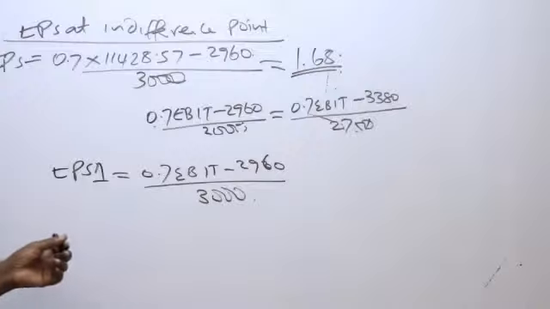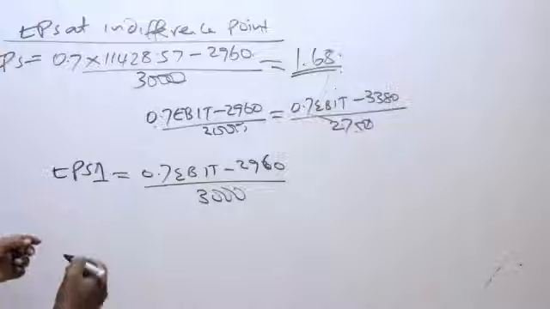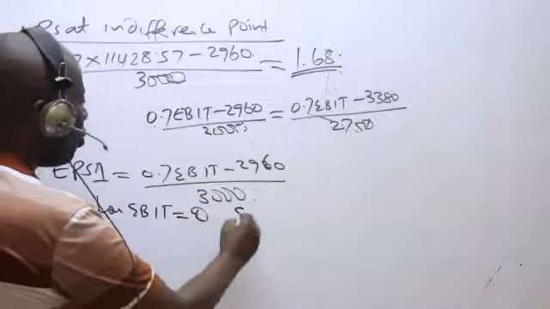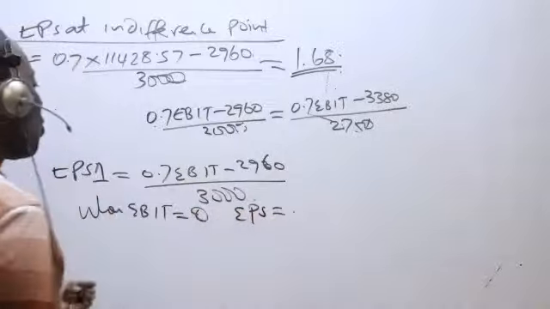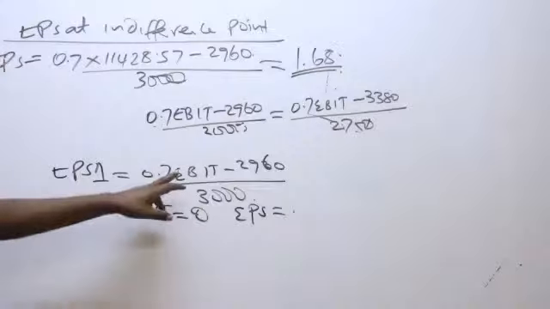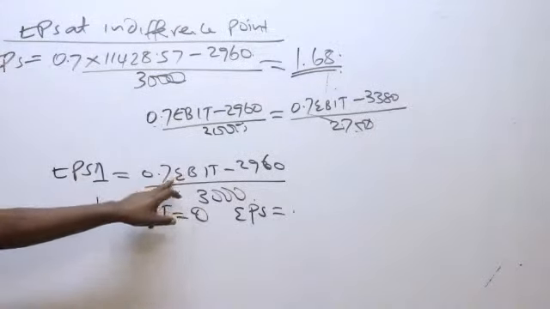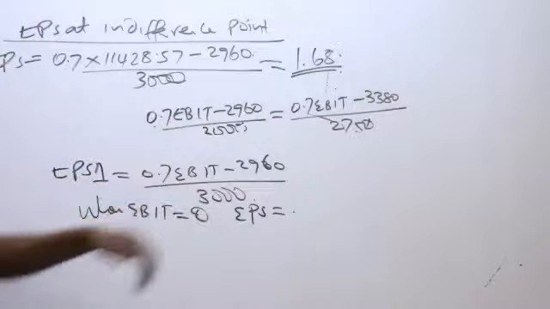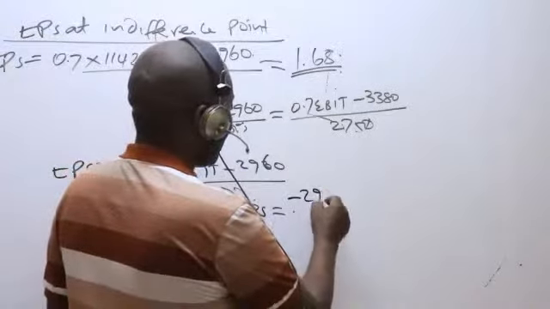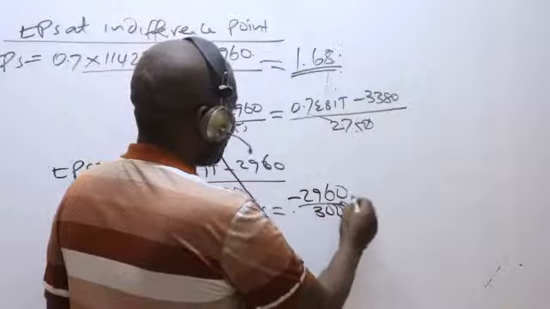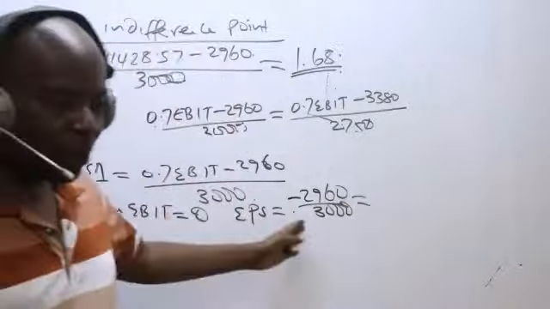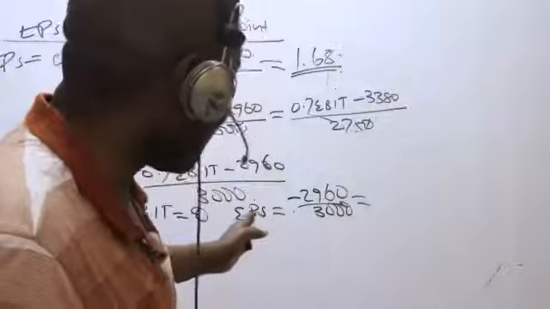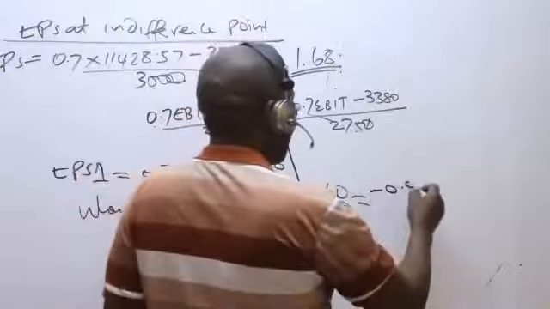2 points. Now, you'll start right away by asking yourself, when EBIT is 0, what will be the value of EPS? Could you kindly try to substitute here? When EBIT is 0, this will be 0 minus 2960 all over 3,000, which in this case will end up giving me minus 0.99.